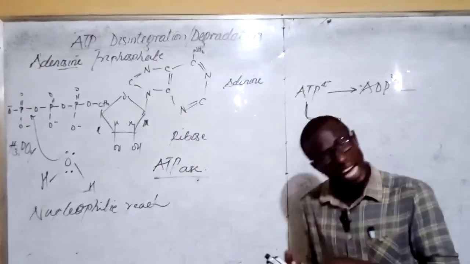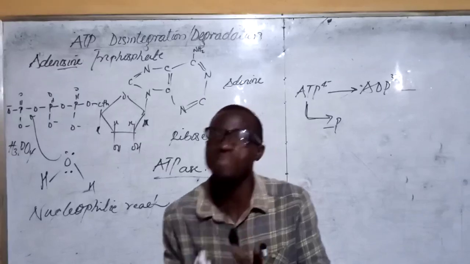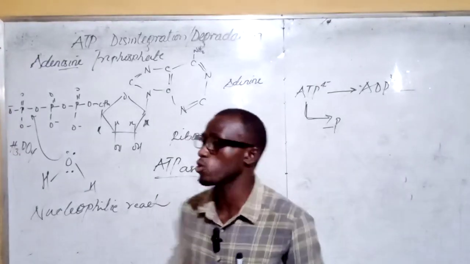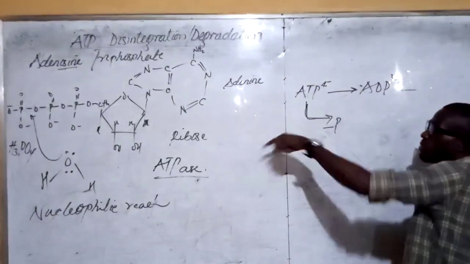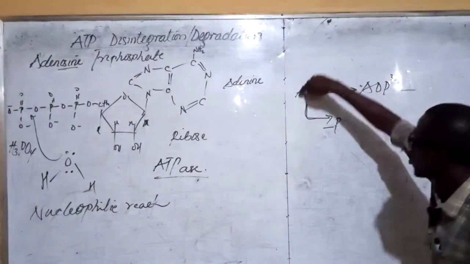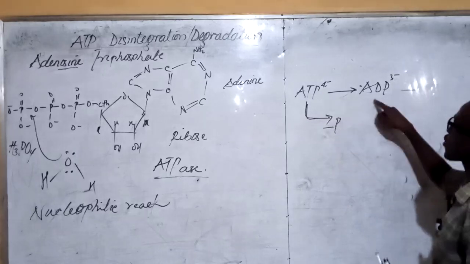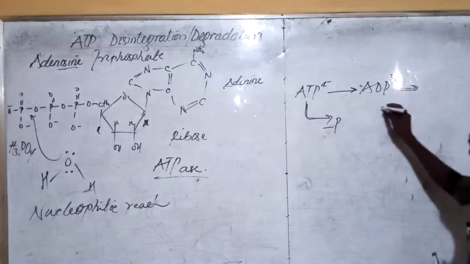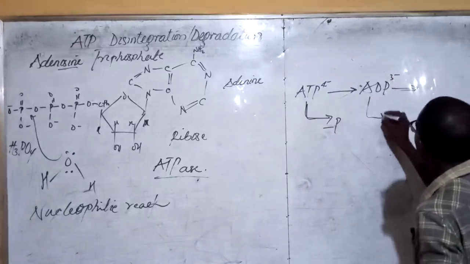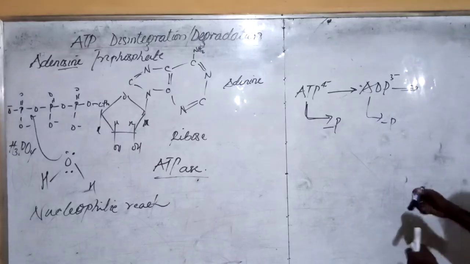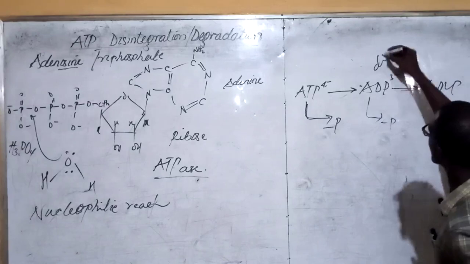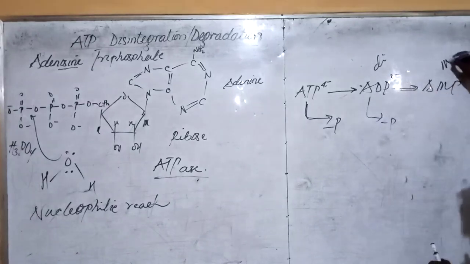Because it's a high energy molecule, it cannot remain in that high energy state even at the death of that animal. So it's going to disintegrate by itself. We're going to lose a phosphate group here and then become ADP. Now, on further disintegration, we're going to lose another phosphate group, and when we lose another phosphate group, we call it AMP. So ADP stands for diphosphate, 2 phosphates.